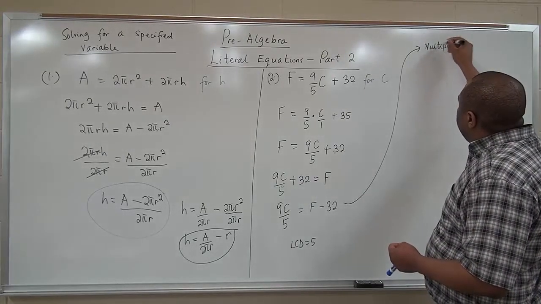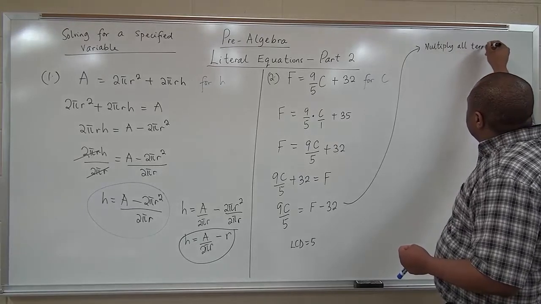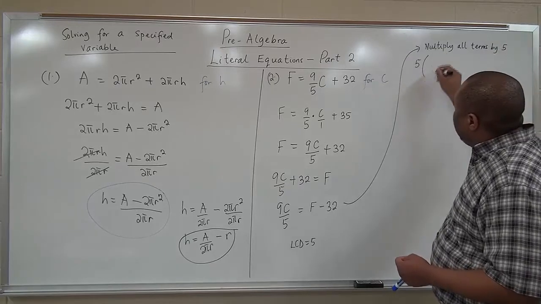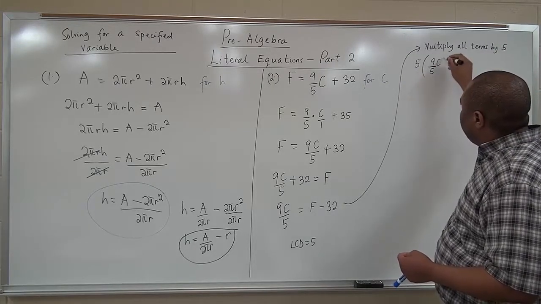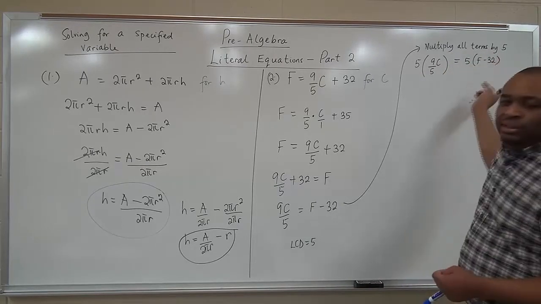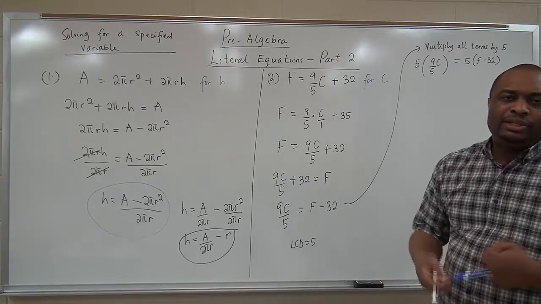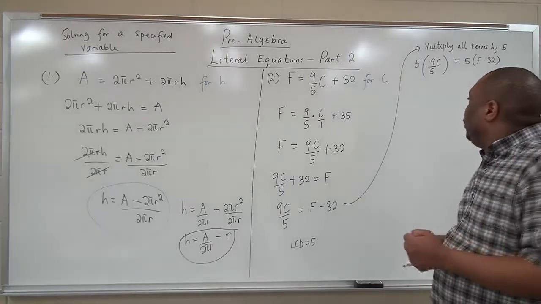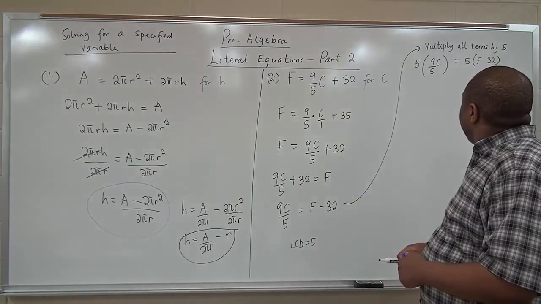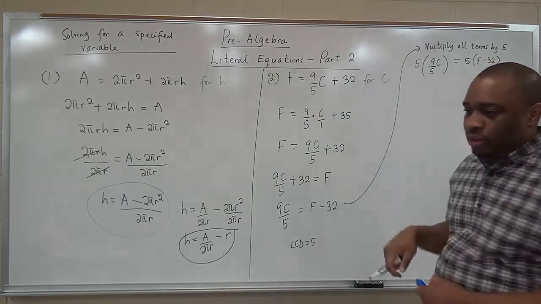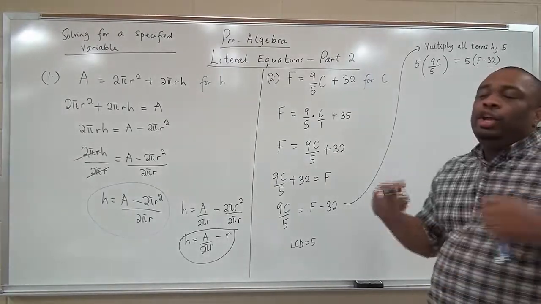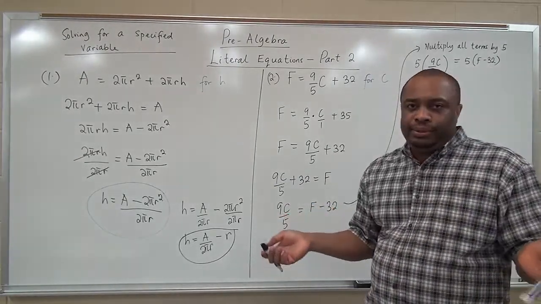If you view my videos on fractional equations, by the LCD, which is 5. So this means 5 times 9C/5 is equal to 5 times F minus 32. And you don't need to distribute this. You do not need to, unless you want to. Why? When you distribute it, it becomes 5F minus 5 times 2 is 10, 5 times 3 is 15, plus 1 is 16, 160. Okay, but you actually don't need to distribute it.